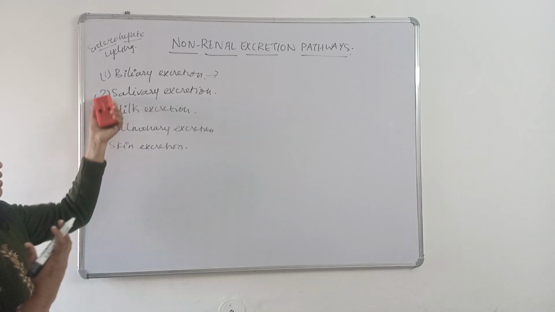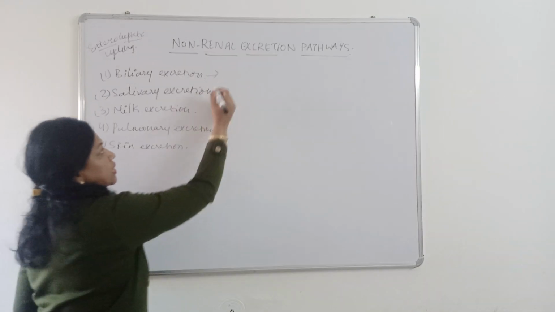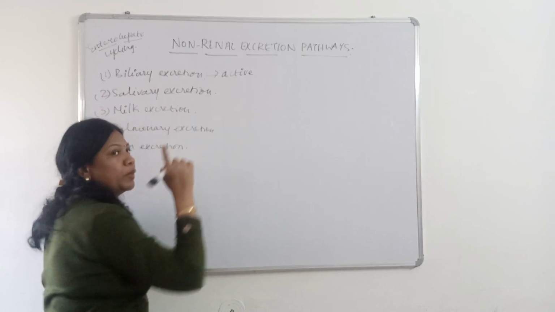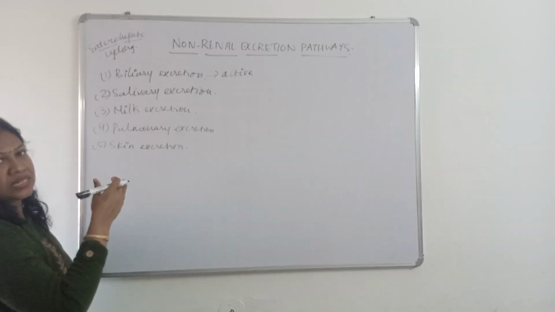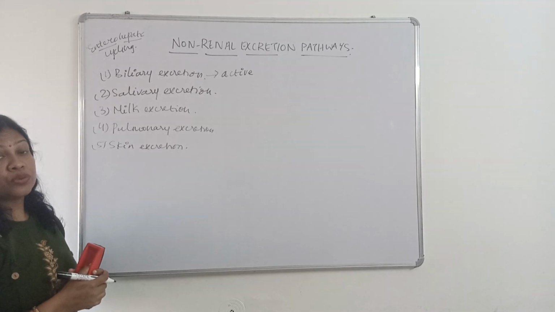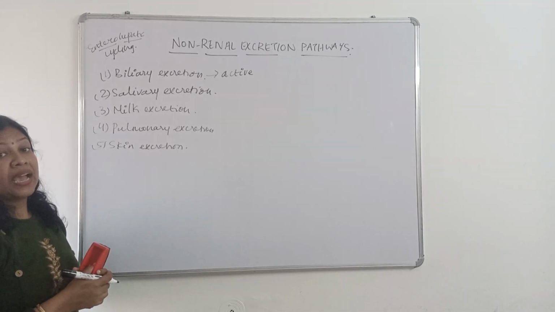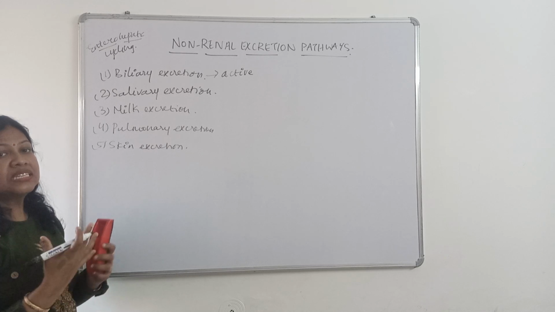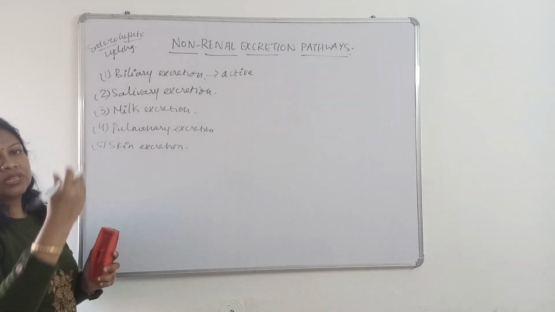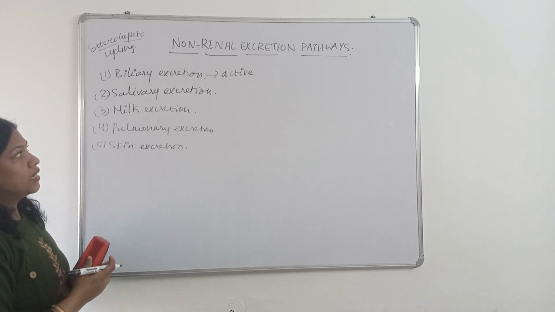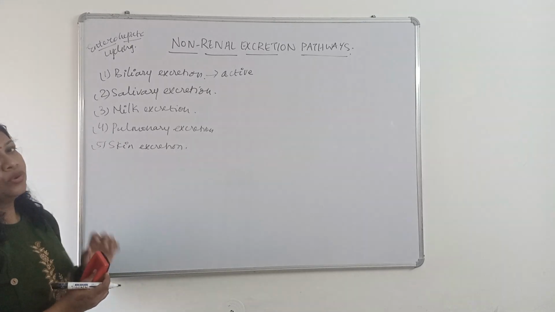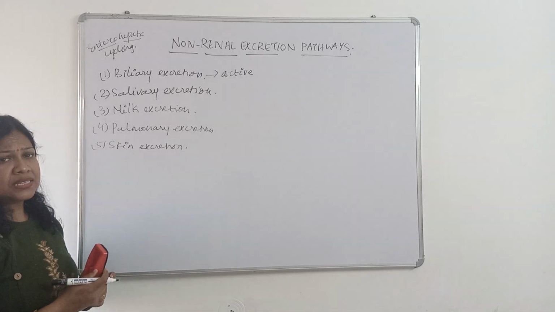So what type of excretion takes place through biliary excretion? Biliary excretion is an active process. The point to be remembered mainly in these non-renal excretion processes is whether they are active or passive processes. Biliary excretion of drugs is an active process. That means they need some carriers to transport the drug from the blood to the bile. So the drugs mainly excreted through bile follow an active transport mechanism.